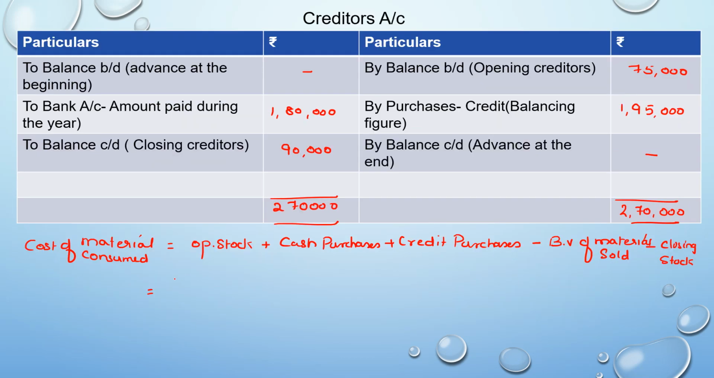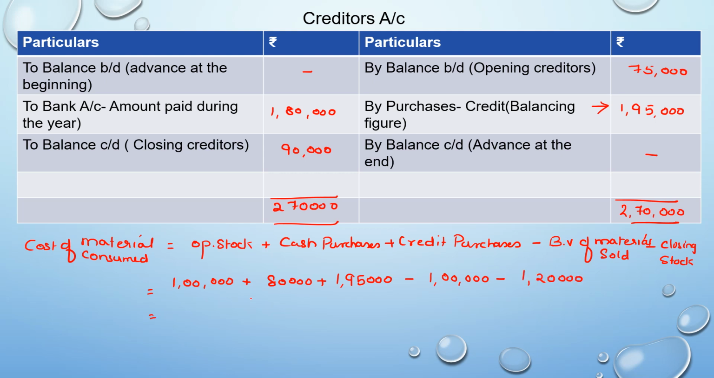So opening stock was 1 lakh. Cash purchases was 80,000. Credit purchases, we have got it here, 1,95,000. Then we have the book value of the material which was sold. It was 1 lakh. And we had closing stock which was valued at 1,20,000.